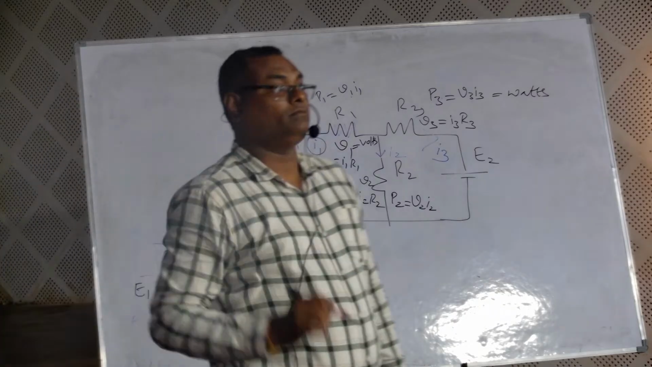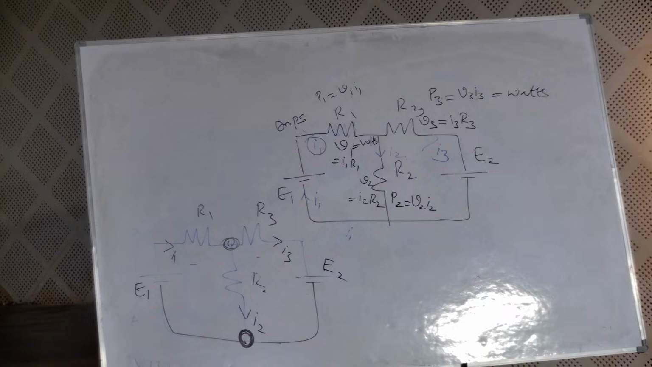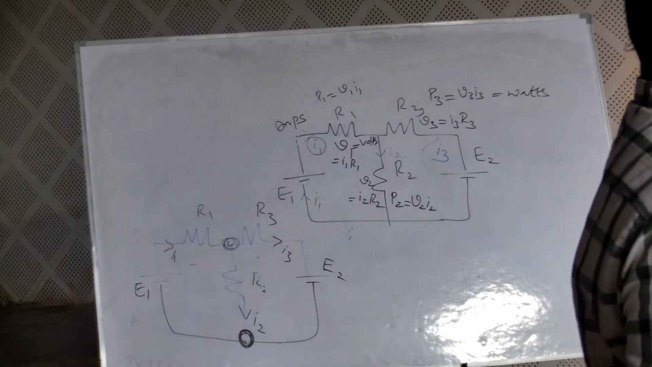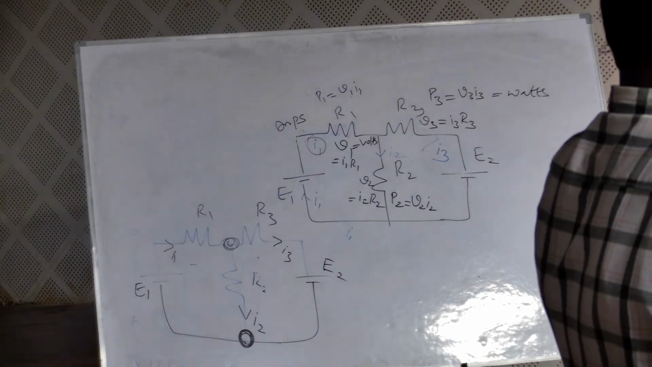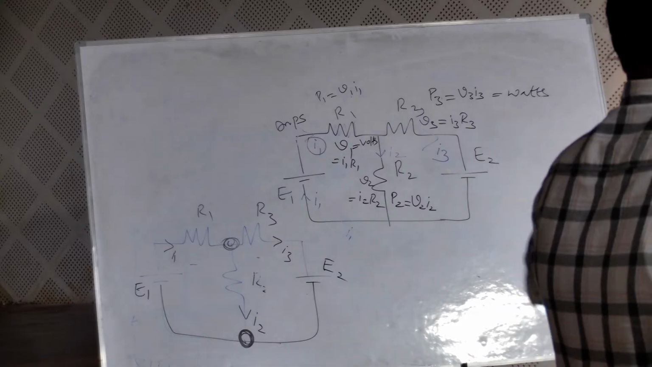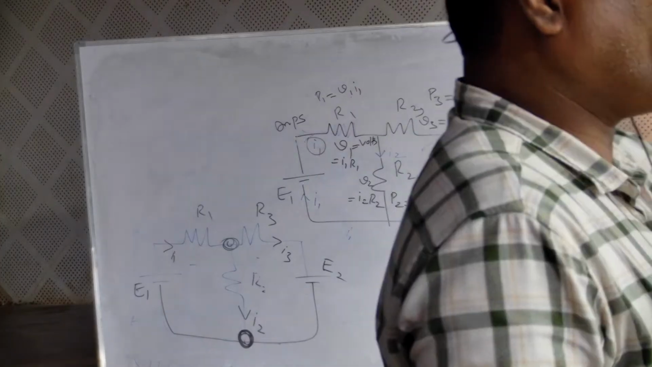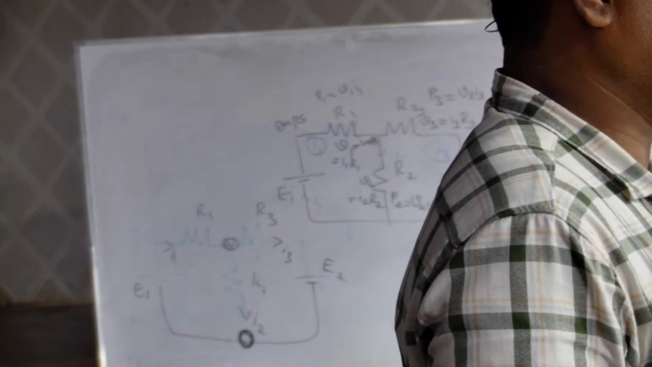You can apply mesh analysis or nodal method on the same problem. Mesh method is completed. Now the nodal method: we take the junctions, not loops. How many junctions are in the given circuit? Two. Out of two, one should be a reference node. What is the value of the reference node? Zero.